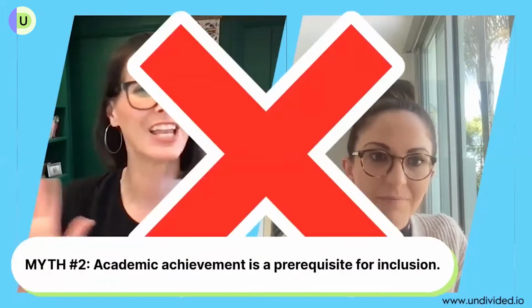I was going to say we should move on to myth 2. So, academic achievement is a prerequisite for inclusion. Now, lay the groundwork here. Do you have to have certain test scores to be in a gen ed classroom? No. And so many school districts think that you do. So many administrators think that you do.